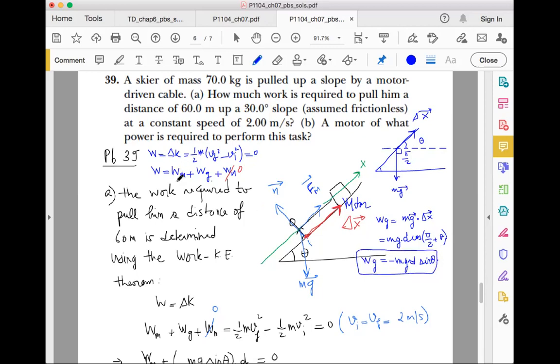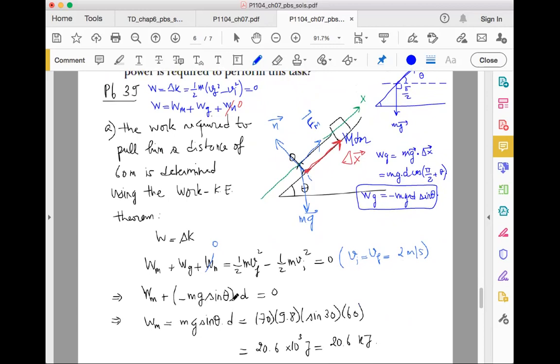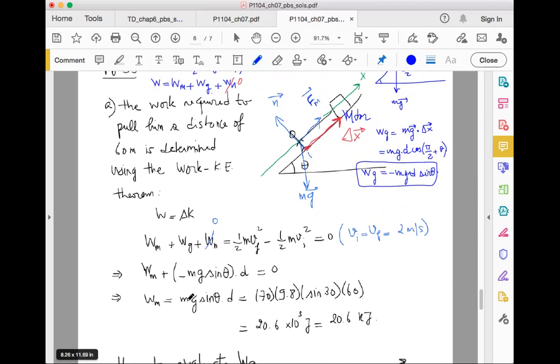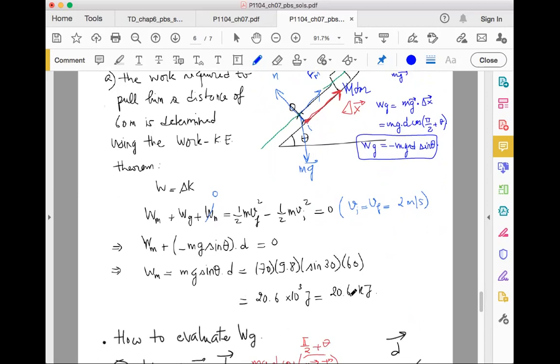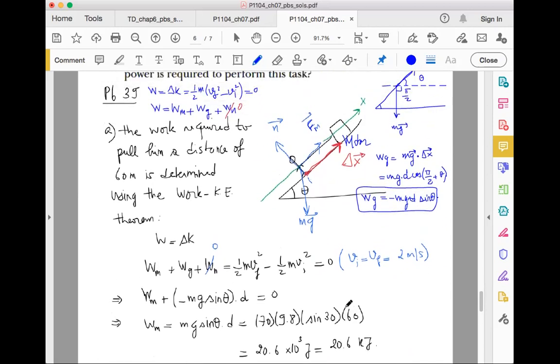Wm is what we are looking for, and we know that W total is equal to 0. So we end up with Wm minus mgd sine theta is equal to 0. And so Wm, the work done by the motor, is nothing else than m times g times sine theta multiplied by d. So I just replace each term by its value. The mass, the gravity, theta are known, and the displacement is known. So you end up with 20.6 kilojoule. So that's it for the first part.